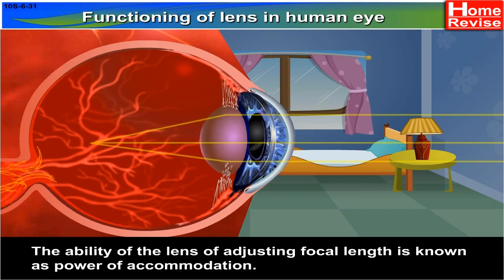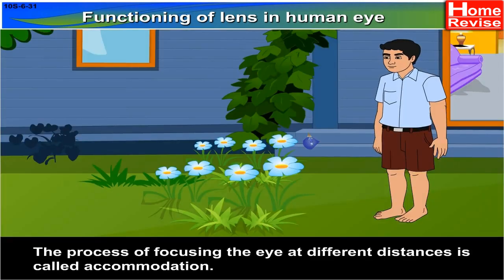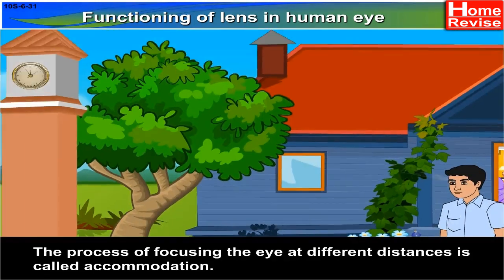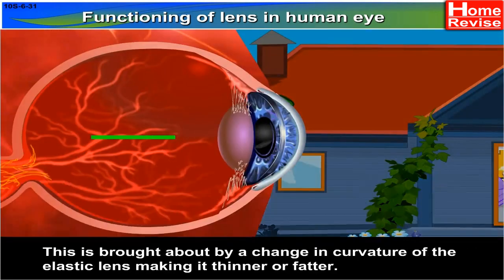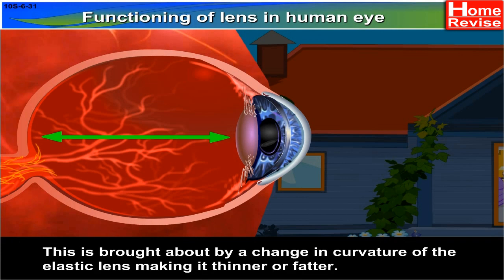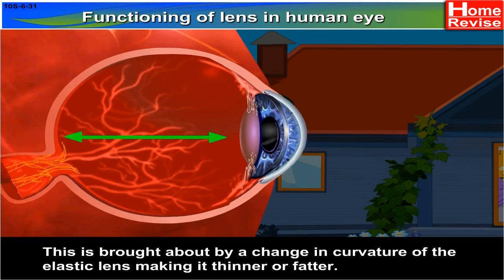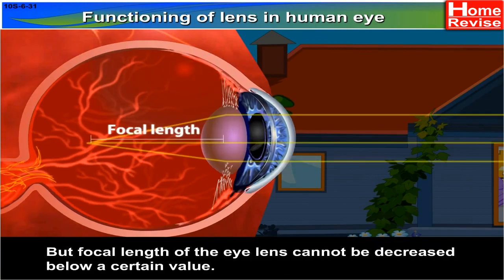The ability of the lens of adjusting focal length is known as power of accommodation. The process of focusing the eye at different distances is called accommodation. This is brought about by a change in curvature of the elastic lens, making it thinner or fatter. But focal length of the eye lens cannot be decreased below a certain value.